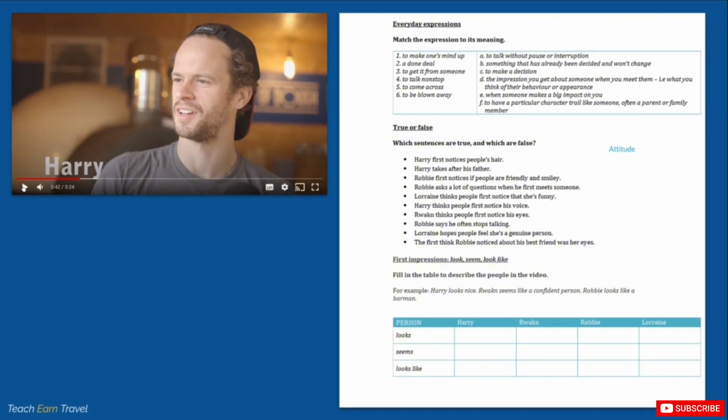Now remember that this is in the planning stage of the lesson. So this is me, or you as the teacher, the day before the lesson, planning your lesson in advance. So we've decided attitude is a word that needs a bit of attention. Let's look at the second thing here. Harry takes after his father. Already there, takes after.